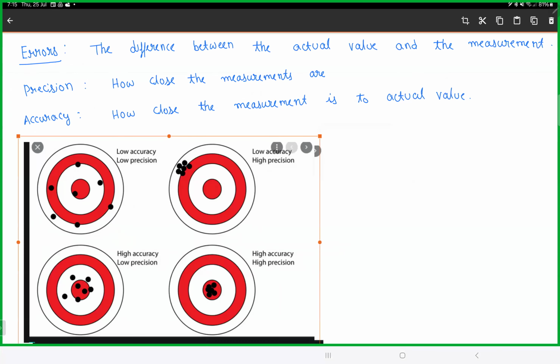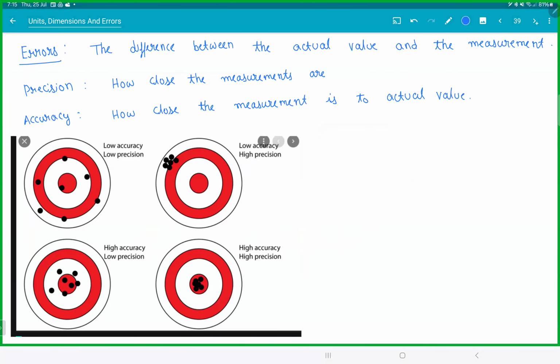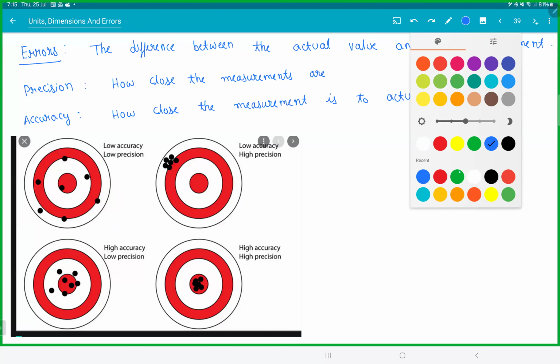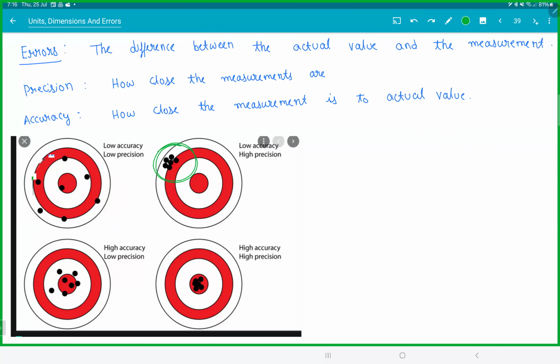You get this thing. So hitting the bullseye is the accuracy, basically. Now, if you look at the first diagram here, the values are spread out. There is no accuracy, there is no precision. But look at the second one. You can say all are wrong, but all are pretty close to each other. So in this case, the values are pretty precise, but they're not accurate.